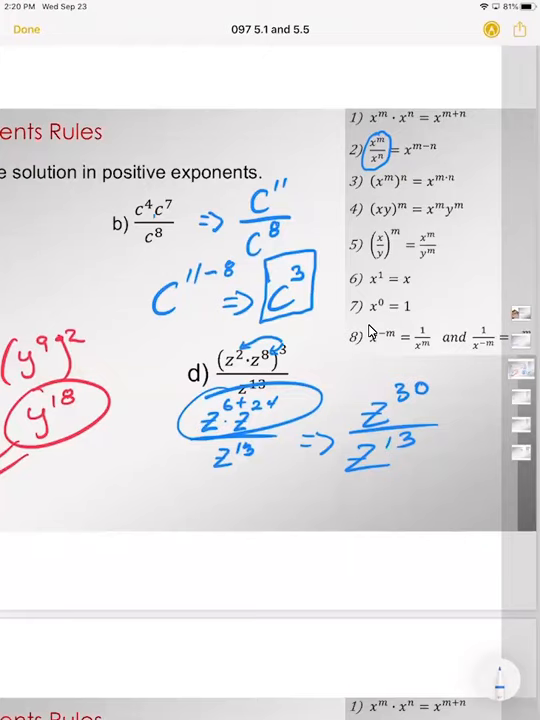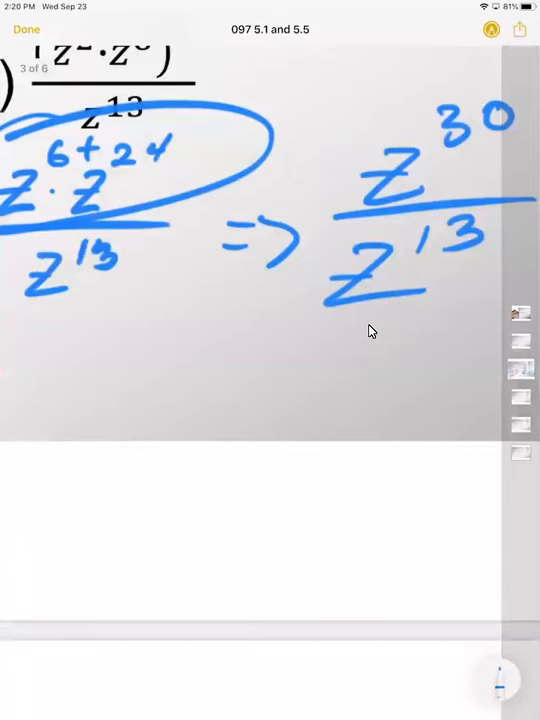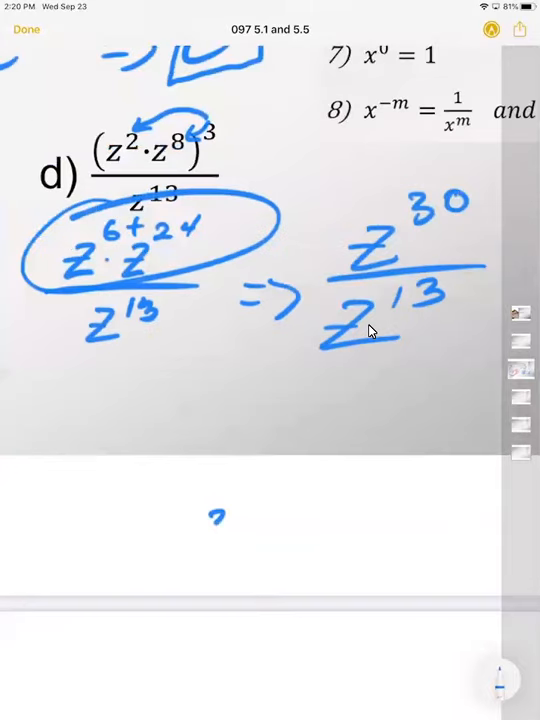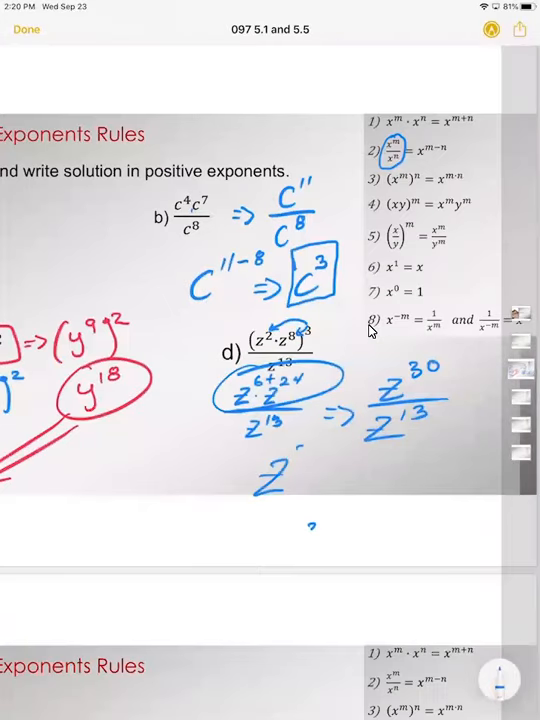So once we have this, do you agree that now I can do, give me 1 second, I can do z 30 minus 13. And 30 minus 13, do you agree that I have z to the 17? And there's nothing else I can simplify. And this will be my answer.